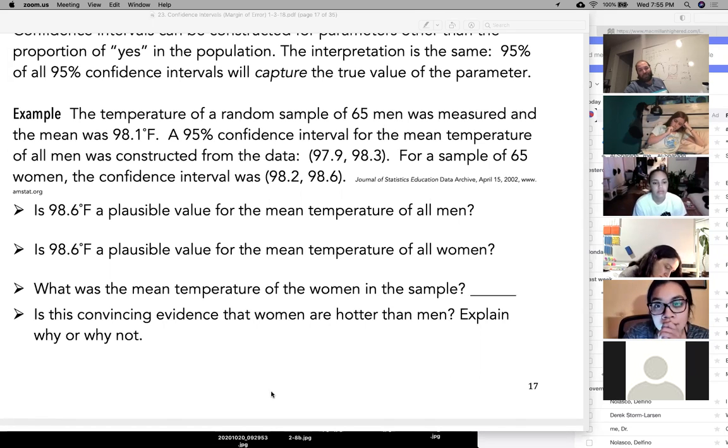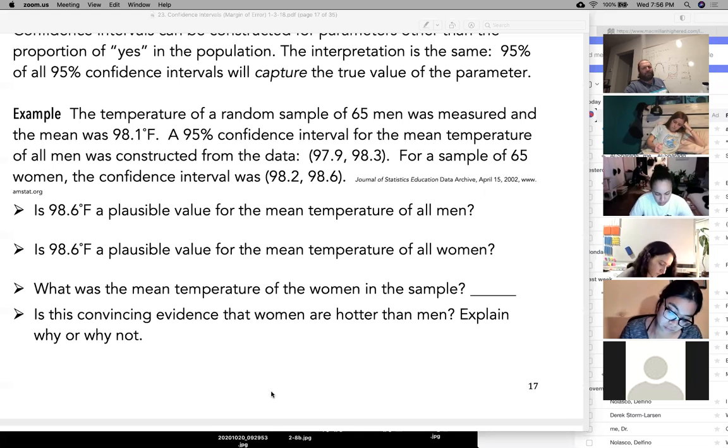So first, is 98.6 degrees Fahrenheit a plausible value for the mean temperature of all men? No, it is outside of our confidence interval. Is 98.6 degrees Fahrenheit a plausible value for the mean temperature of all women? Yes. Well, it's borderline, right? It's on the very edge of our confidence interval, correct? Right, borderline, let's say.